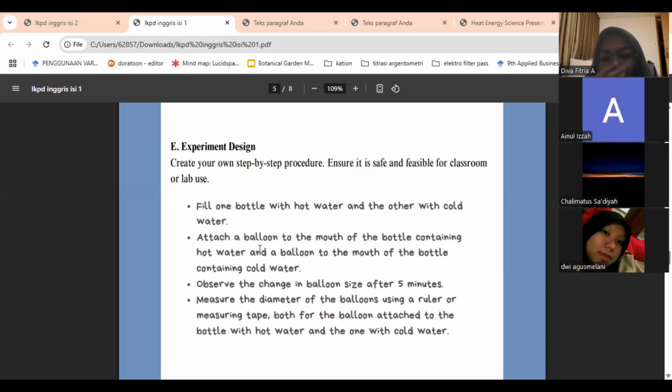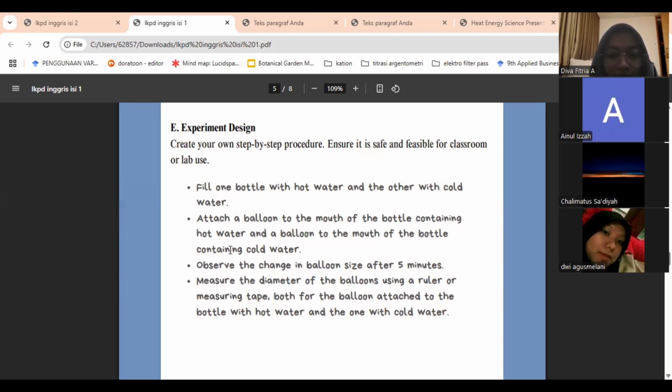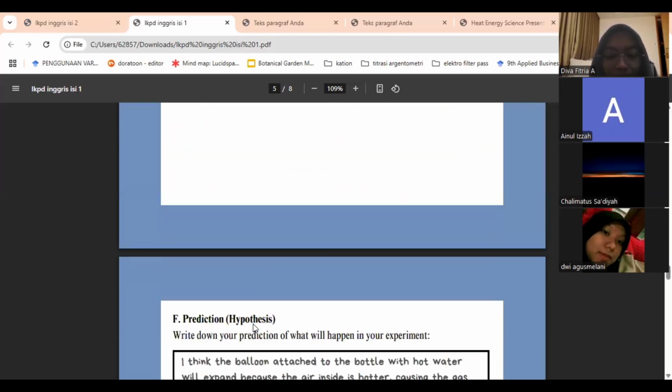Okay, hello guys. We from Crypto would like to present our result. Experiment design: in the first, fill one bottle with hot water and the other with cold water, and then attach a balloon to the mouth of the bottle containing hot water and a balloon to the mouth of the bottle containing cold water. And then observe the change in the balloon size after 5 minutes. And the last, measure the diameter of the balloon using our measuring tape for the balloon attached to the bottle with hot water and the one with cold water. Next.